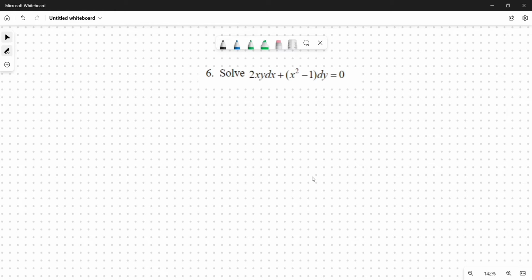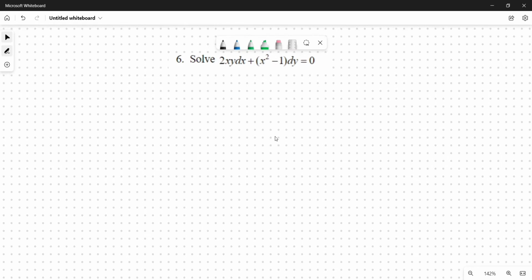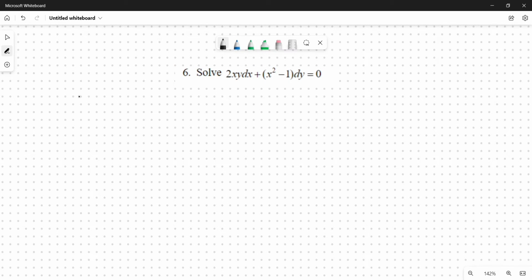Take a look at this problem right here because it's a perfect example of an exact differential ODE, and that's probably the easiest to solve. The form of an exact differential ODE is going to have something like this: f of x,y dx plus g of x,y dy equals 0.